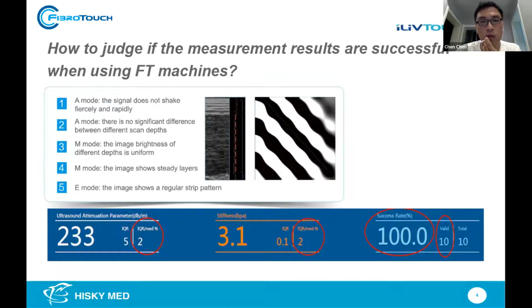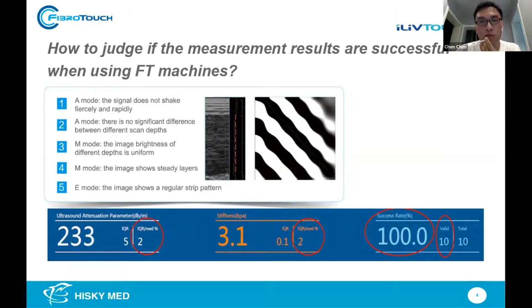So when we do the measurements, we need to see the liver tissue and then do the measurements. The liver tissue is shown like that. It shows the steady layers of the M mode, and we can see there's no big difference in the brightness of the B mode. And for the A mode, in the middle, we can see a very straight line, because if it shows like that, you will know that the signal just goes through the liver very well.